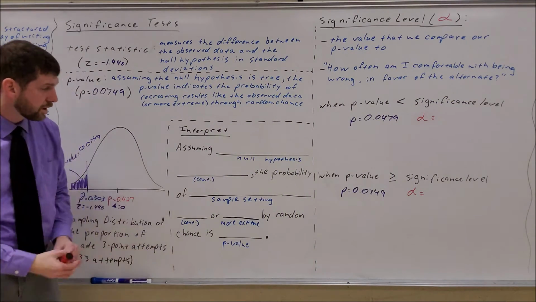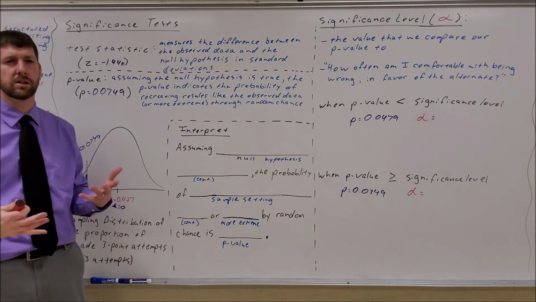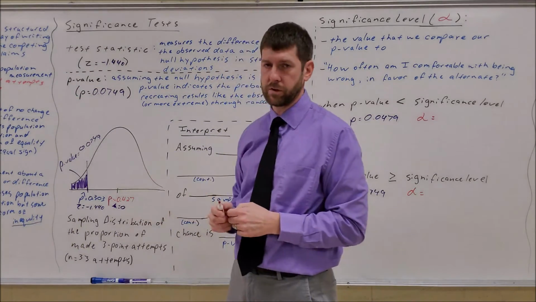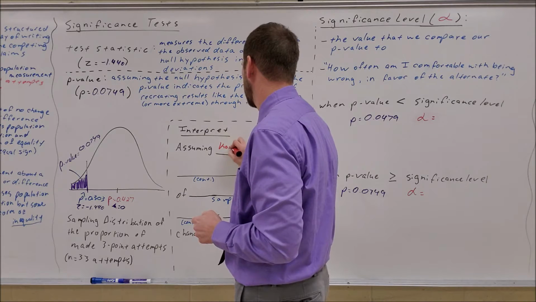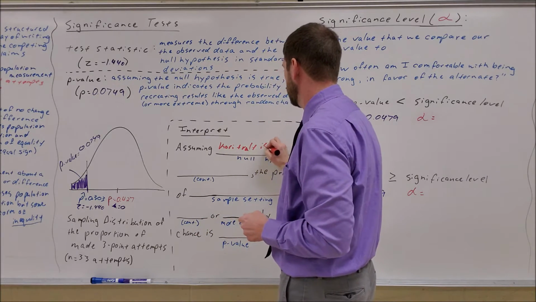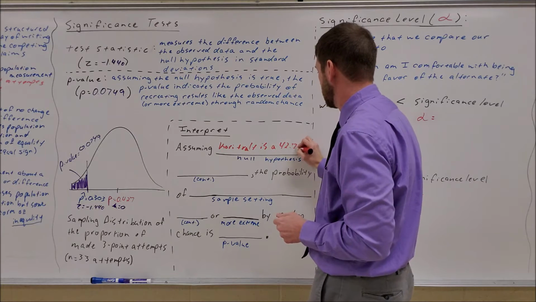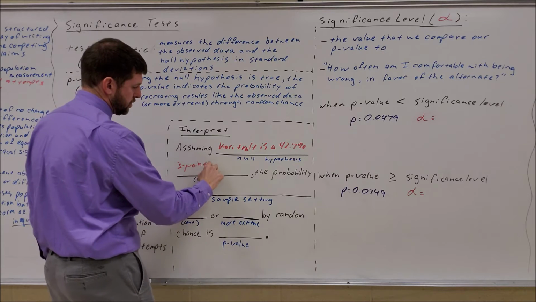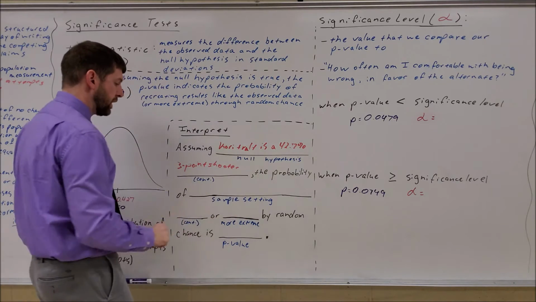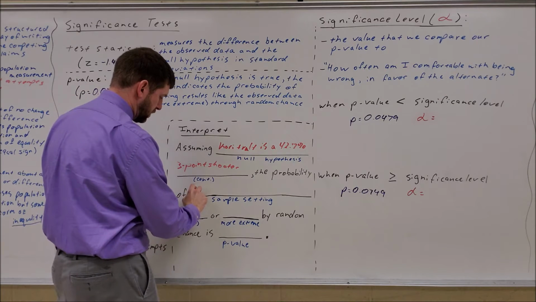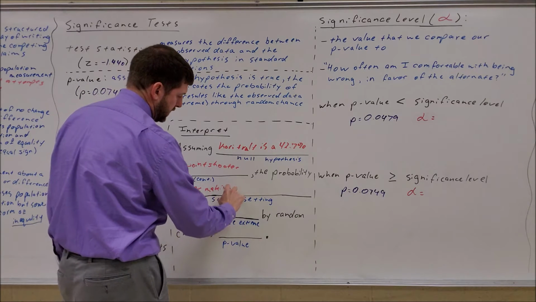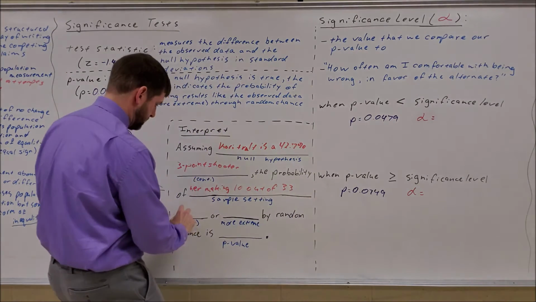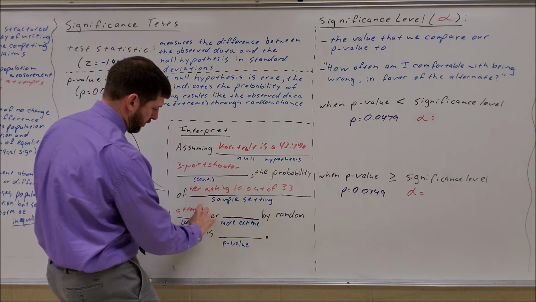So in this case, assuming the null hypothesis is true, well, what is the null hypothesis? Well, we said that the null hypothesis is she's a 42% free throw shooter. So assuming Carrie truly is a 42.7% three-point shooter, then the probability of her making 10 out of 33 attempts, right? That's what she shot.